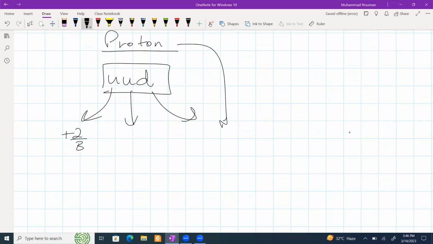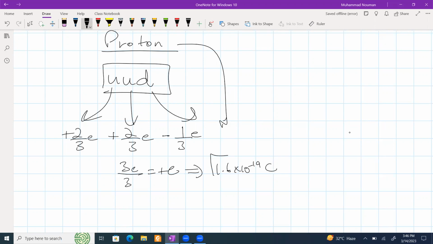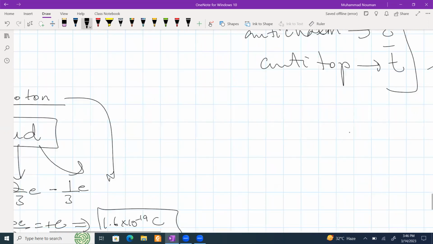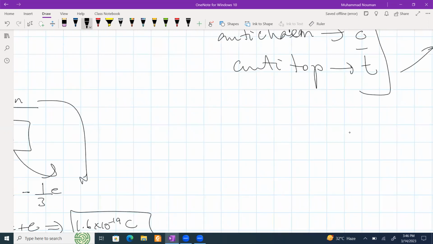Plus 2 upon 3 E, minus 1 upon 3 E. Okay, so it comes 3E, 1.6 into 10 exponent minus 19. Yes, it is actually coming plus E, right? That equals 1.6 into 10 exponent minus 19 coulombs. And we know this well, right? A proton has a charge of plus E, right? Fine. Another baryon is neutron.